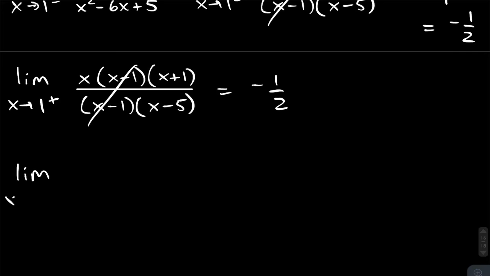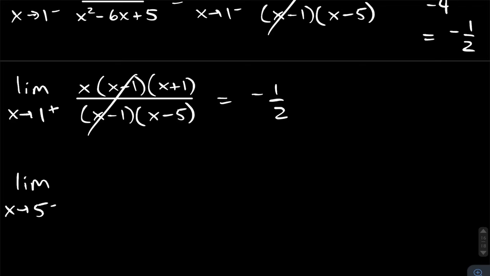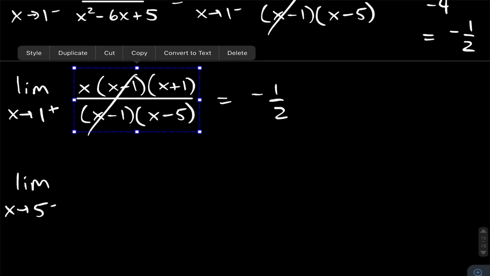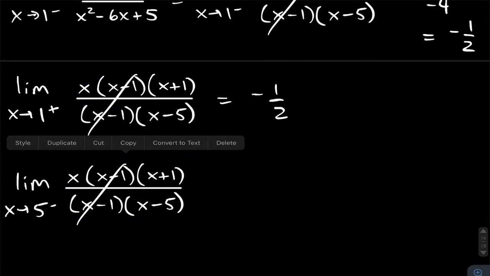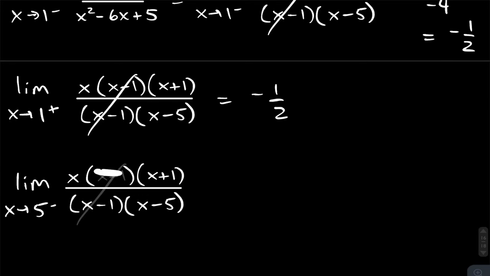So, we'll do the limit now as x approaches 5 from the negative side. This is a little bit different. For this, we can still bring this part down, and we can get rid of the x minus 1s, because now we can just cancel them off, forget them, don't care about them anymore.